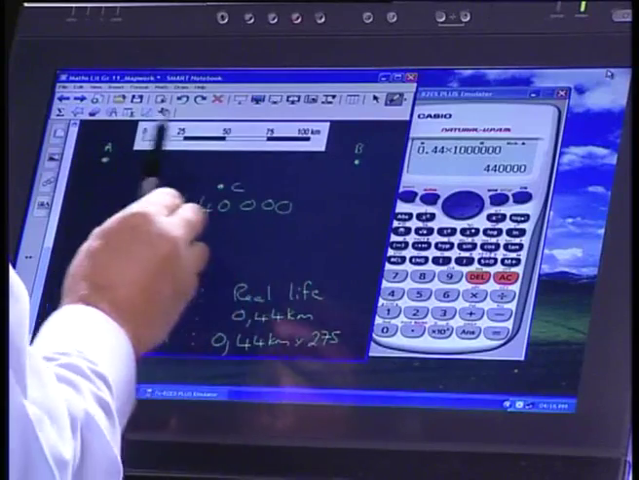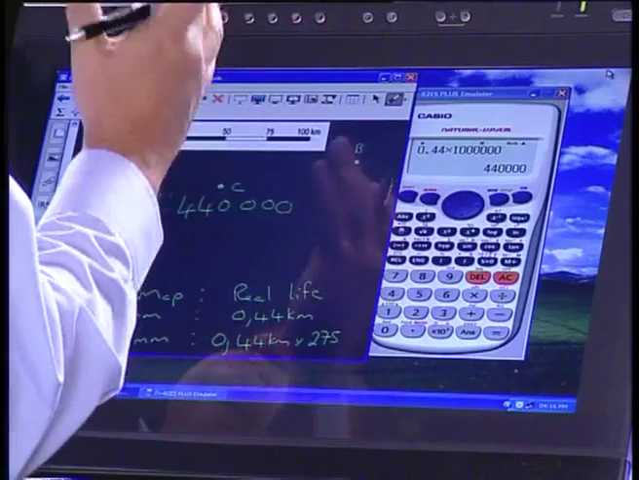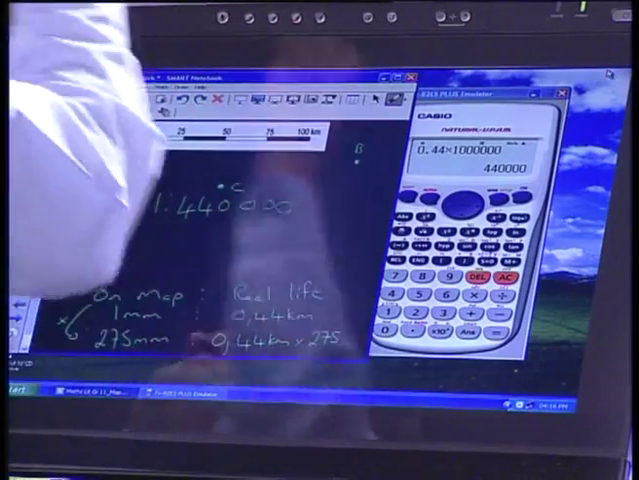So the best scale to use, I always maintain this, is my bar scale, because it's going to always remain in the same proportion as the map. We enlarge the map, the bar scale gets bigger. We reduce the map, the bar scale gets smaller. But the number scale doesn't.